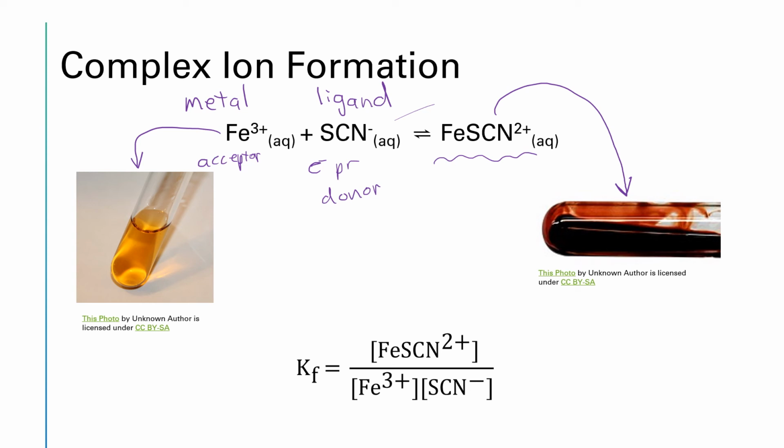dark red color. And when we look at the reactions that form one of these complex ions, they are equilibrium reactions. And when we talk about the equilibrium constant for that, we typically use this F subscript, where the F stands for formation. So this is the K of the formation, or KF.